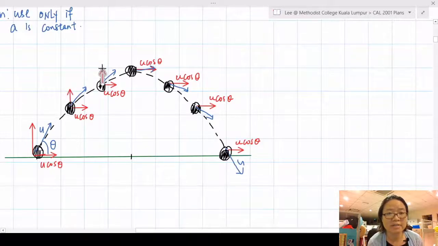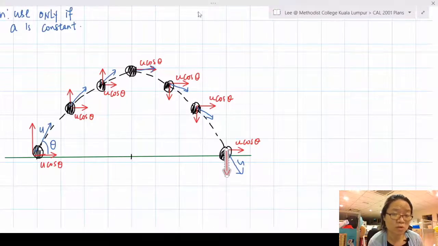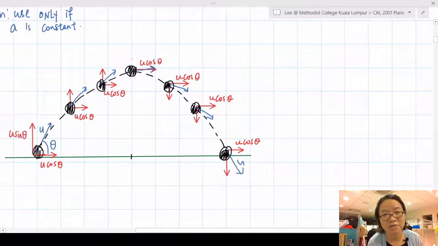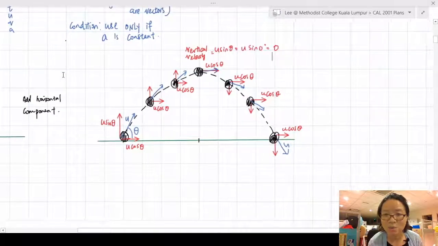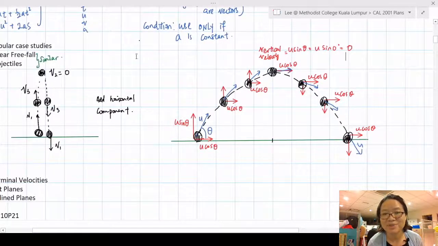And if you look at the vertical one, it is actually slowing down, which makes sense because gravity is pulling it down. At first it will be slower and slower because gravity and velocity are in opposite directions. After the maximum point, it will go faster and faster because gravity is in the same direction. So at the highest point, vertical is 0, because we talk about u sine theta, and the angle is 0 because it's flat. So it's 0. Horizontally it is always u cos theta.